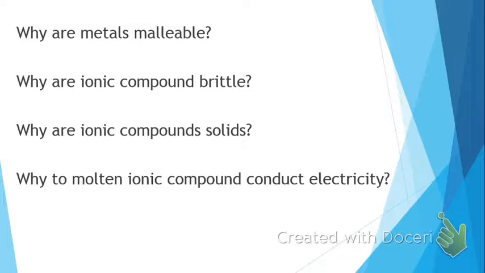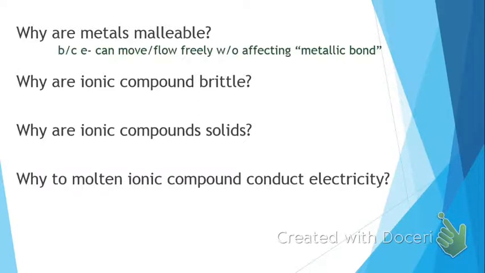It asks us why metals are malleable. Well, it comes back to those electrons. Remember, we said metals have this sea of electrons, and because those electrons can move and flow freely without affecting the metallic bond, you can smash it and smush those atoms into any shape you want, and the electrons are just going to flow and move freely with them. So the metallic bond isn't affected by the shape or the position that those atoms are in. And that lets them have a lot of very flexible properties.